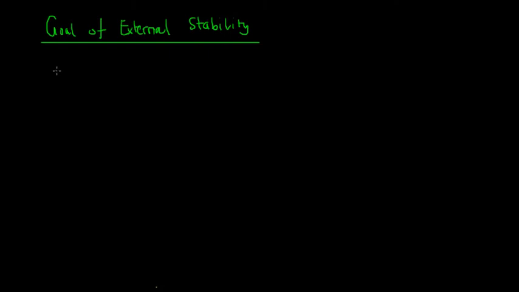So the government's goal of external stability is a fairly long one. It is one of the longest definitions pertaining to the different goals. So bear with me while we go through this definition. It is defined as a desirable situation where Australia is living within its means.